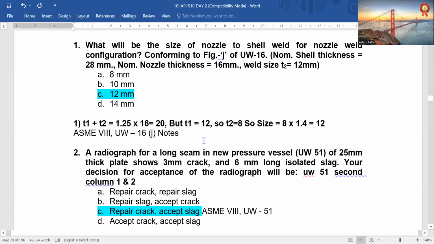There is 20, but T1 is 12, so T2 equals 8. Size is 8 into 1.414, which is 12.